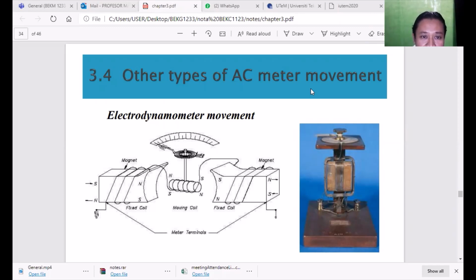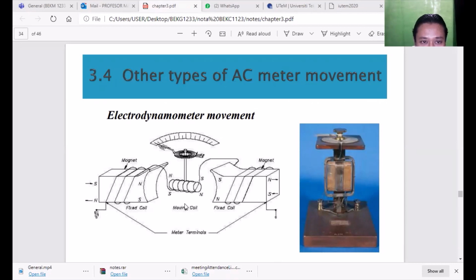Next, we focus on the other types of AC meter movement. One is the electrodynamometer movement. You can see this is a diagram of the electrodynamometer movement, and this one is the real electrodynamometer. This is an analog instrument, an older version of the electrodynamometer. On the electrodynamometer, we have the field coil, we have the magnets and the poles of the magnet, south and north, and then we have the meter terminals.